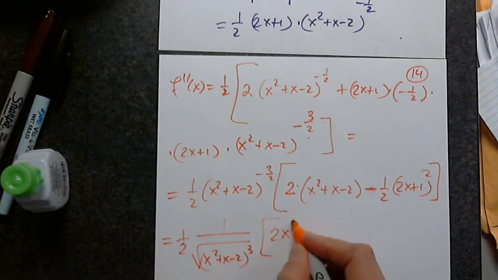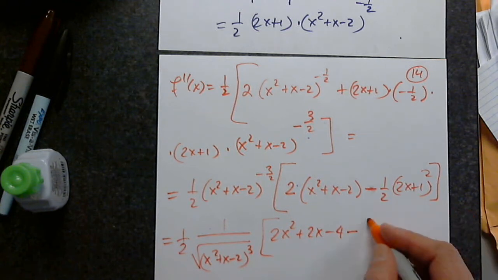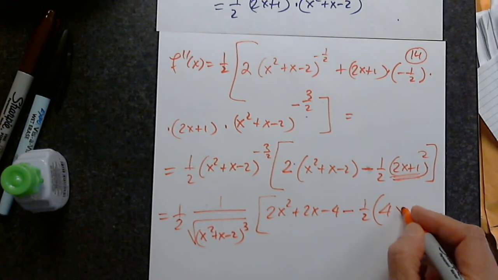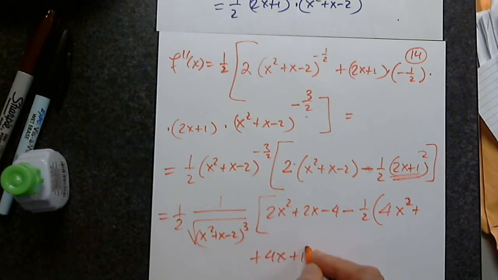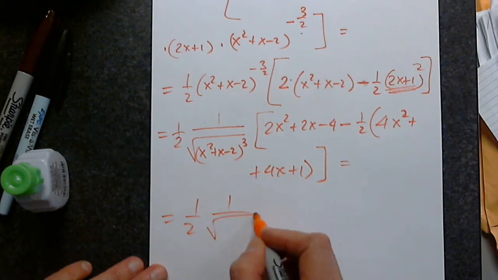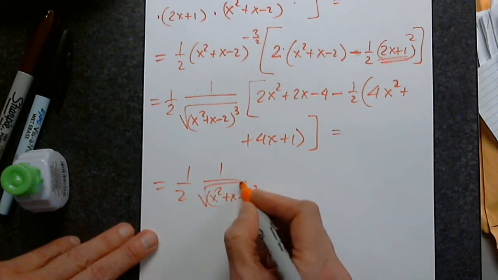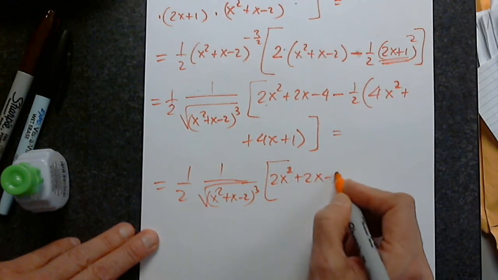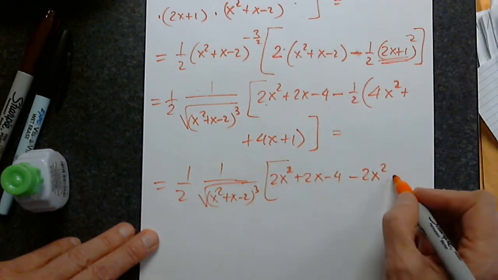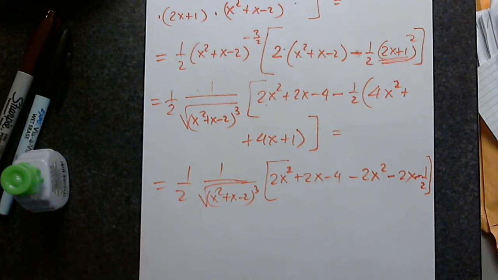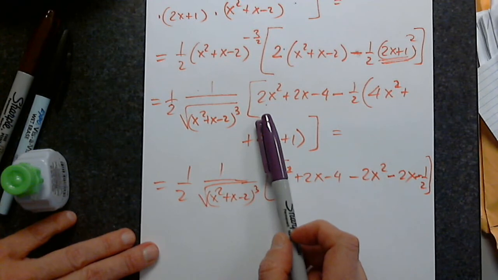And let's see what we have here. 2x squared plus 2x minus 4 and minus 1/2. I have to square this. How many terms do I get? 4x squared plus 4x plus 1. We're almost there. Not quite. So this is 1/2, 1 over the square root of x squared plus x minus 2 cubed, and 2x squared, doesn't look bad. Negative 2x squared minus 2x and minus 1/2. Not too bad, because they cancel out. Yeah, that's really nice. Maybe they worked on the problem backwards.